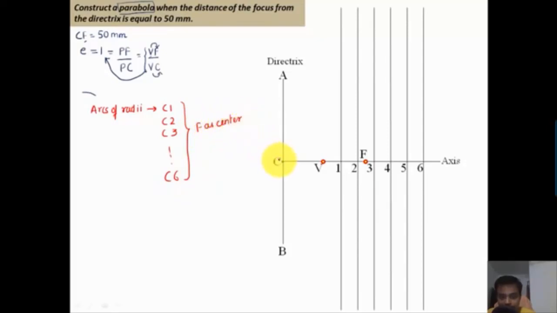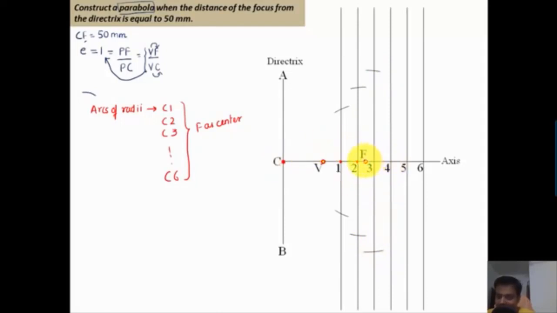So what you need to do is keep one leg of your compass at C, other leg at 1, and with that much amount as the radius, and with focus F as the center, you need to place an arc above and below on this vertical line passing through 1 itself. Now again keep one leg of your compass at C, other leg at 2, and then with F as the center, cut an arc above, cut an arc below. Repeat the same step for C3. With F as the center, cut an arc above, cut an arc below.